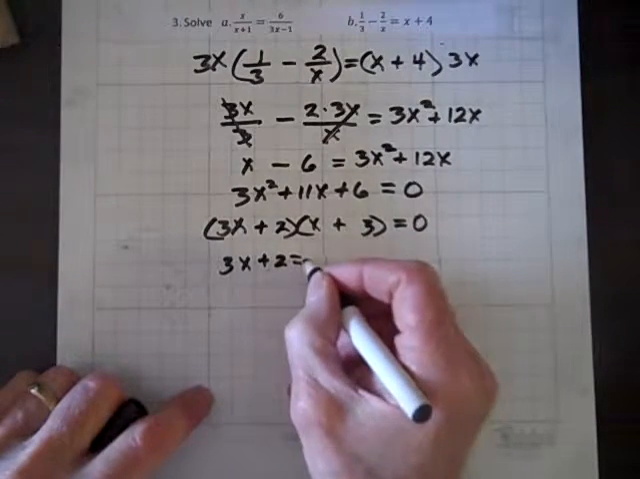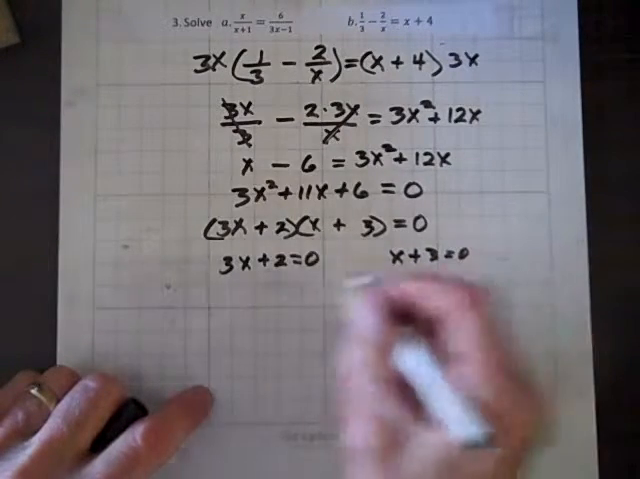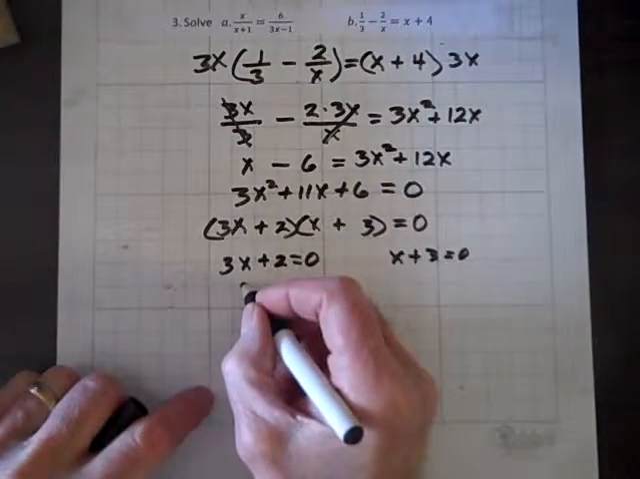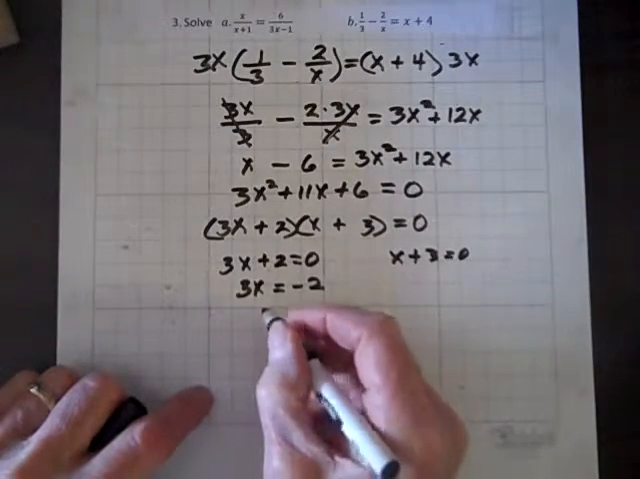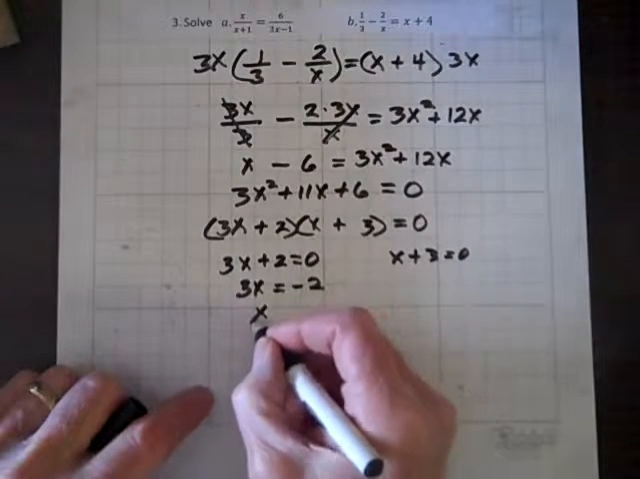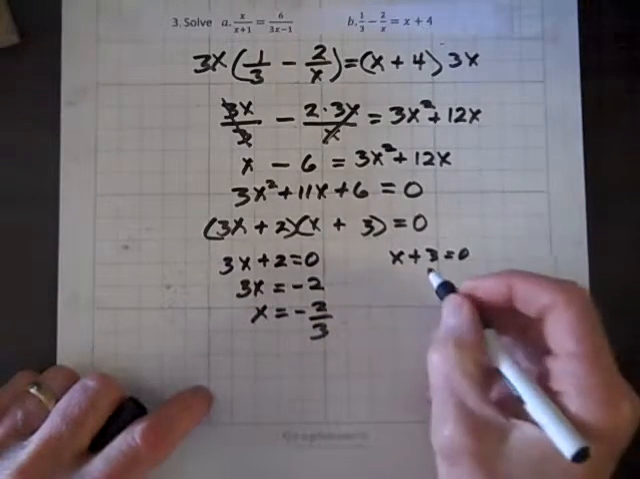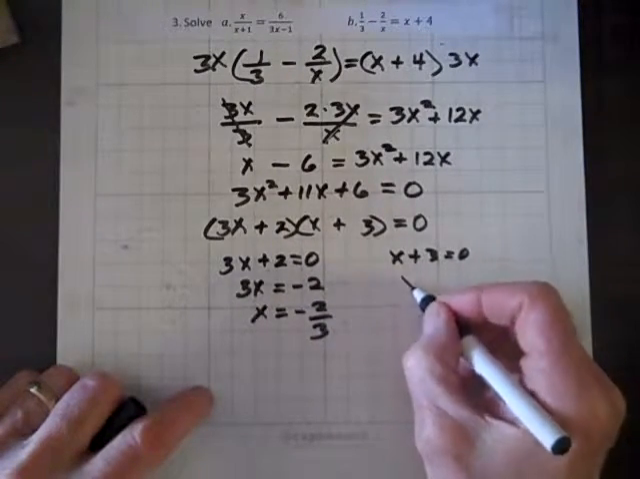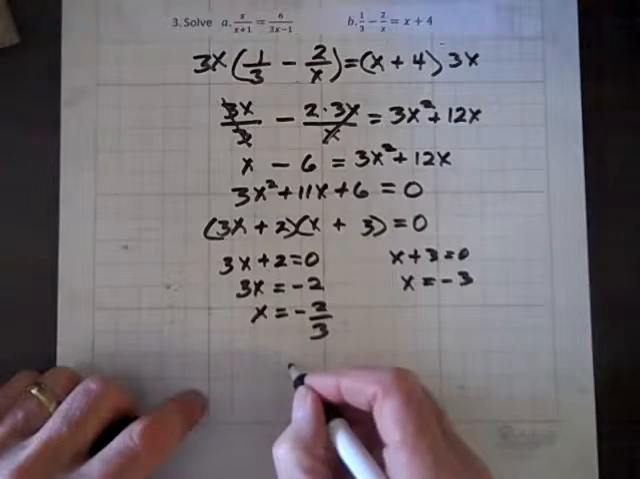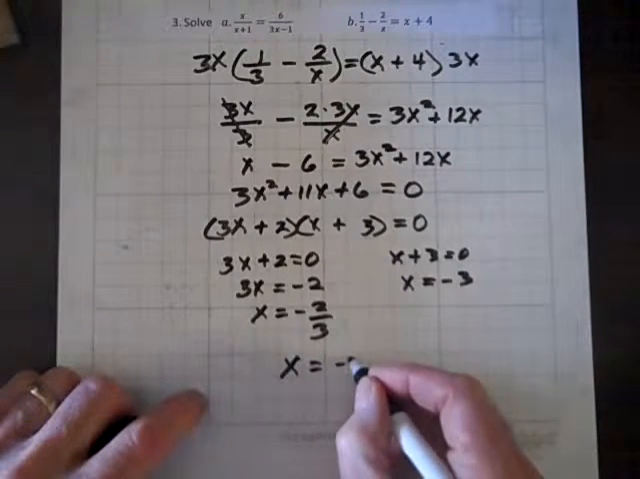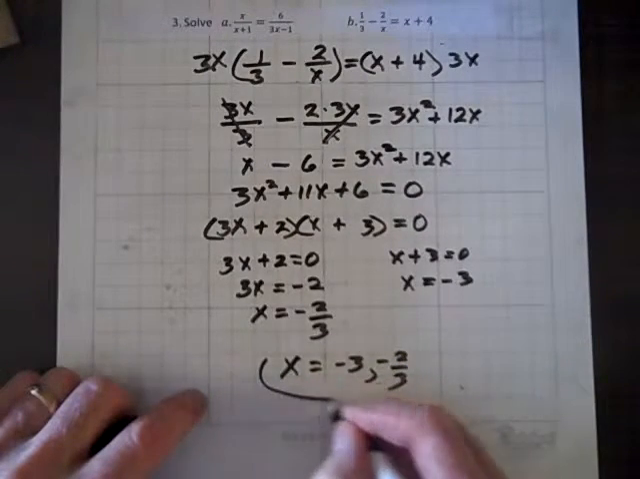So in this case, we'll subtract 2 from both sides, and then we'll divide both sides by 3, and we'll get x equals negative 2/3. Here we simply have to subtract 3 from both sides, and we have x equals negative 3. So the solutions are x equals negative 3 or negative 2/3. And we're done.